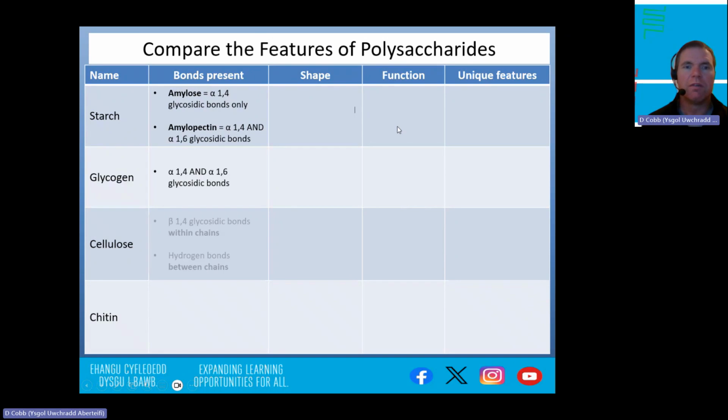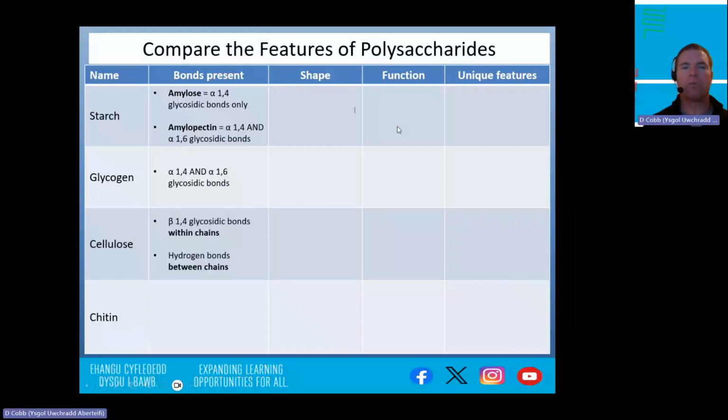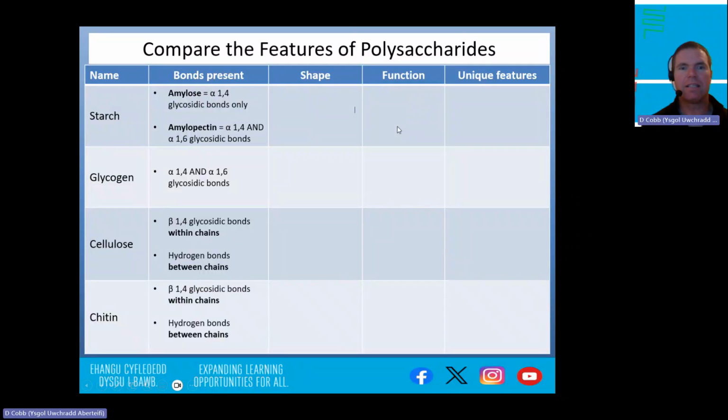For cellulose, well, that's tricky. What bonds are we talking about? Well, within the chains, it's beta 1,4 glycosidic bonds, but between the chains, it's hydrogen bonds, making those cross links. I'm giving detail here because it's quite tricky just to talk about what bonds are present when detail is needed. And chitin is going to be the same. It's still beta 1,4 glycosidic bonds within the chains, and still hydrogen bonds between the chains. It's just between amino acids sometimes, rather than just between OH groups.